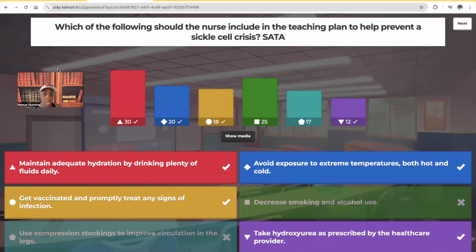What about use of compression stockings? Absolutely not. That's going to what? Decrease circulation. Decrease circulation in the patient that's already at risk for decreased circulation? No, we're not going to do that. And last, take hydroxyurea prescribed by the healthcare provider. Only 12 of you guys chose that, and it's true. This is a drug that helps to increase the fetal hemoglobin that does not sickle, right? So it's a treatment given for sickle cell crisis. So that is true.